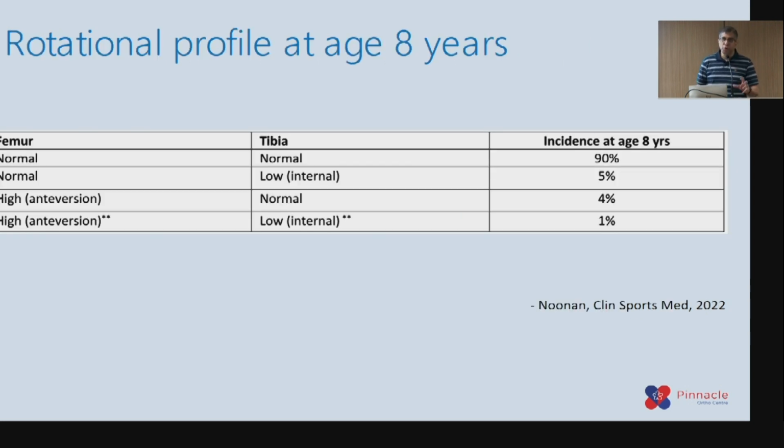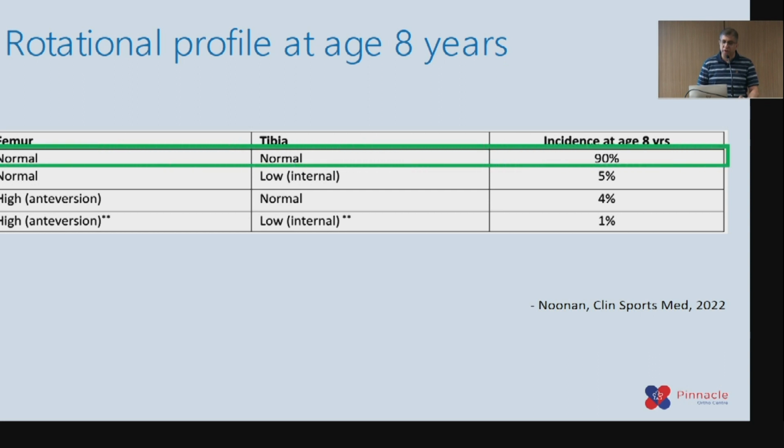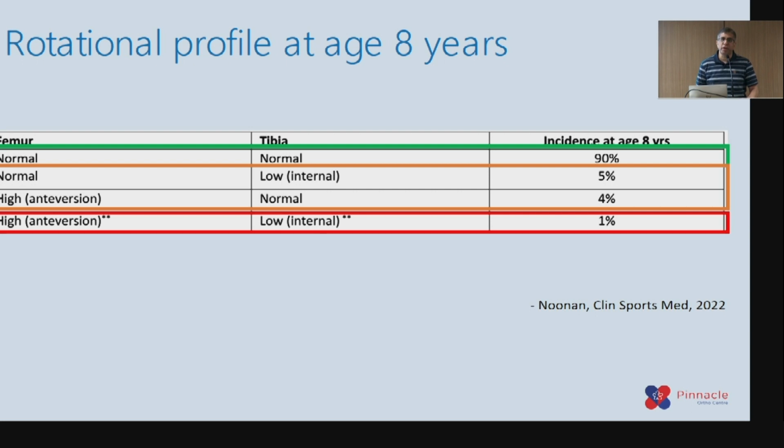Also, if you look at the rotational profile of the lower limb at age of 8 years, what you can see is by the age of 8 years, most of the children, about 90% of them, have achieved normal torsional profile of the femur as well as tibia. About 10% of the children at the age of 8 years do still have intoing, and in half of these cases, it may be due to tibial intorsion. In half of these cases, it may be due to femoral anteversion. But there is a small percentage, about 1%, who will have a combination of high femoral anteversion with low tibial internal torsion. Now this condition is particularly important.